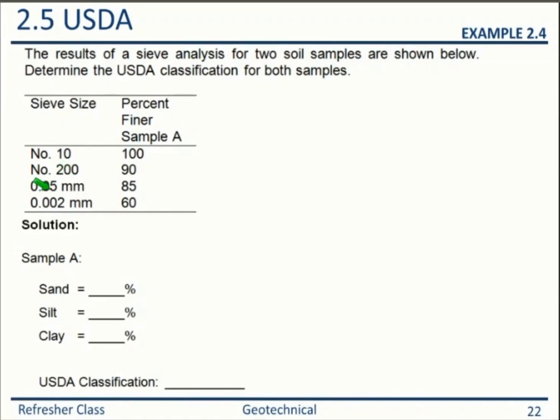Therefore, the sand should be 100 minus 85. That's 15. If that is the sand, what is the definition of silt? Please look at your page and tell me what is the percentage of silt.